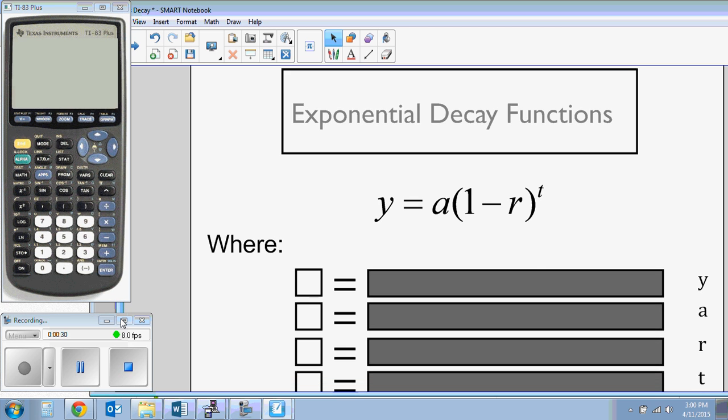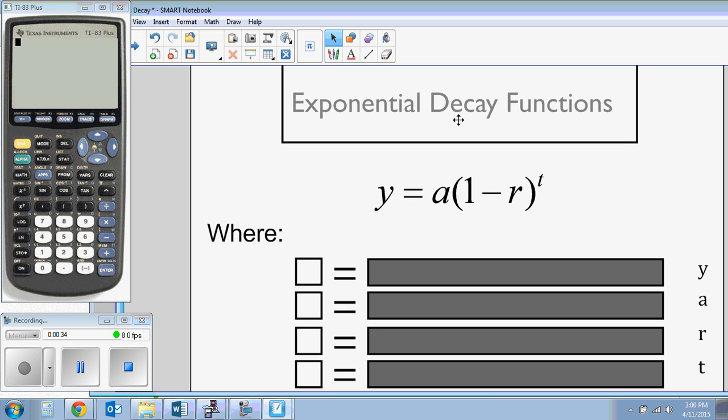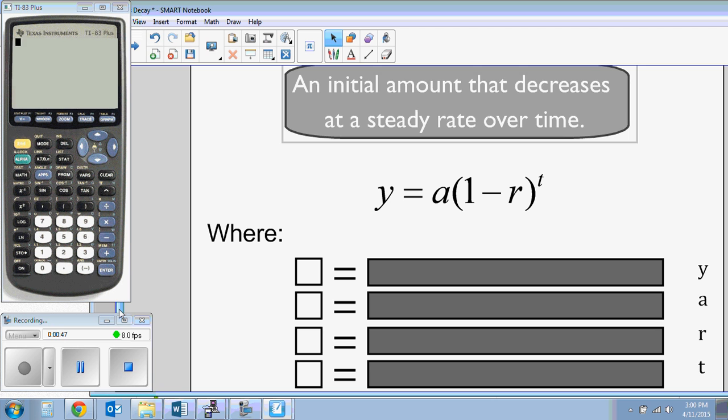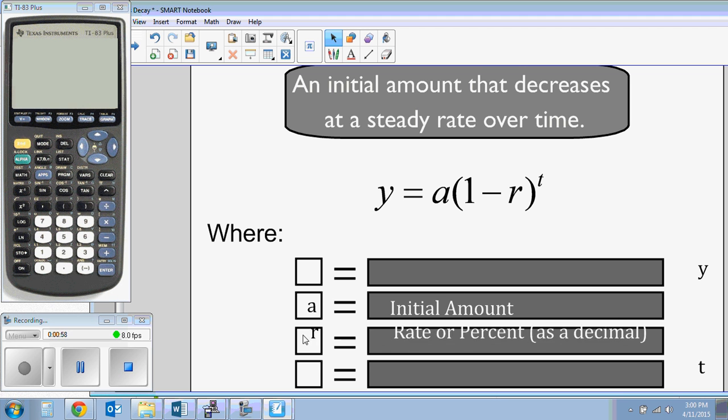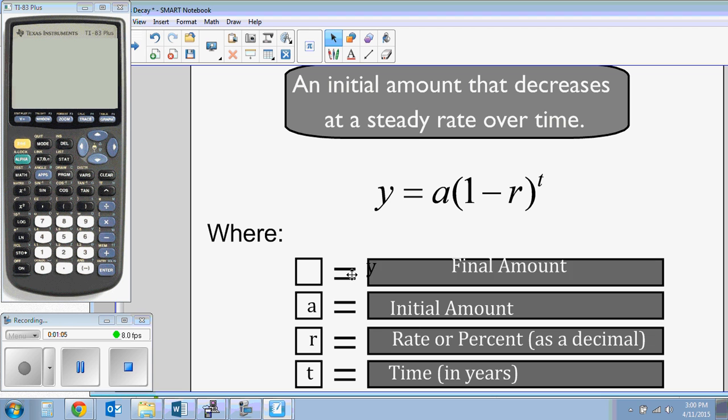The first thing, just like when we did exponential growth, is that we have this equation for exponential decay, which is y equals a times 1 minus r to the power of t. So it's the exact same equation as exponential growth, except there's a minus sign. So we're decaying that amount. And our definition of exponential decay is it's an initial amount that decreases at a steady rate over time. So it's our initial amount, which is still a, that decreases at a steady rate r, which again we're turning our percents into decimals, over t time, which most of when we see these problems is in years, and y is our final amount no matter what. So it's the same exact equation, except this time it's minus because we know decay. And we know that when our b value was greater than 1, it was growth, and when it's less than 1, it was decay. So this is where we get that less than 1 because we're subtracting that rate from 1.